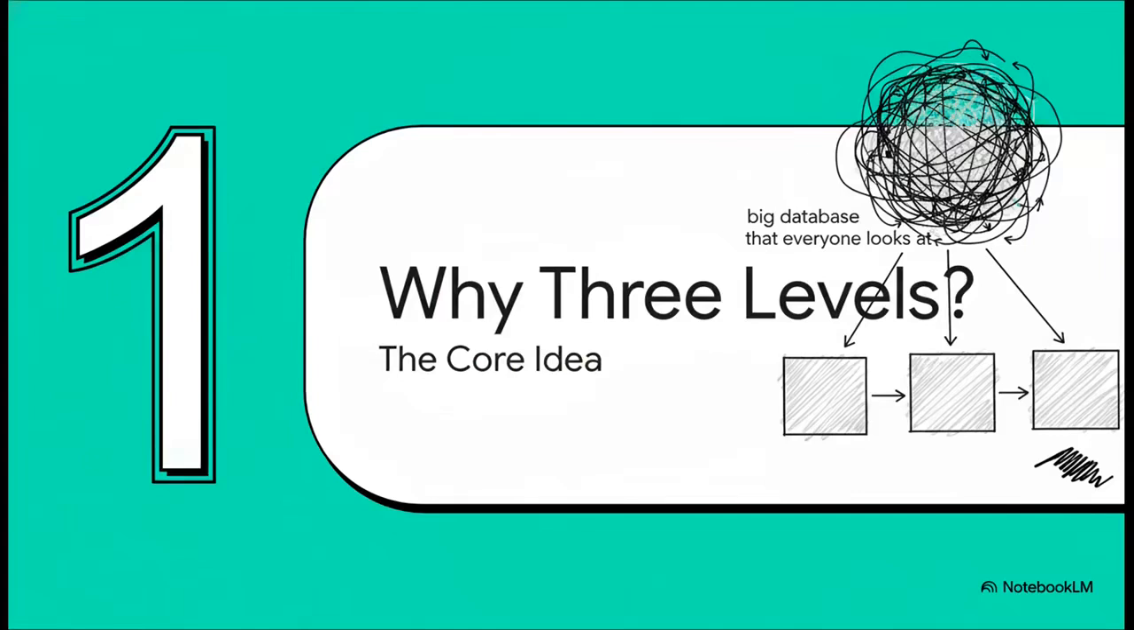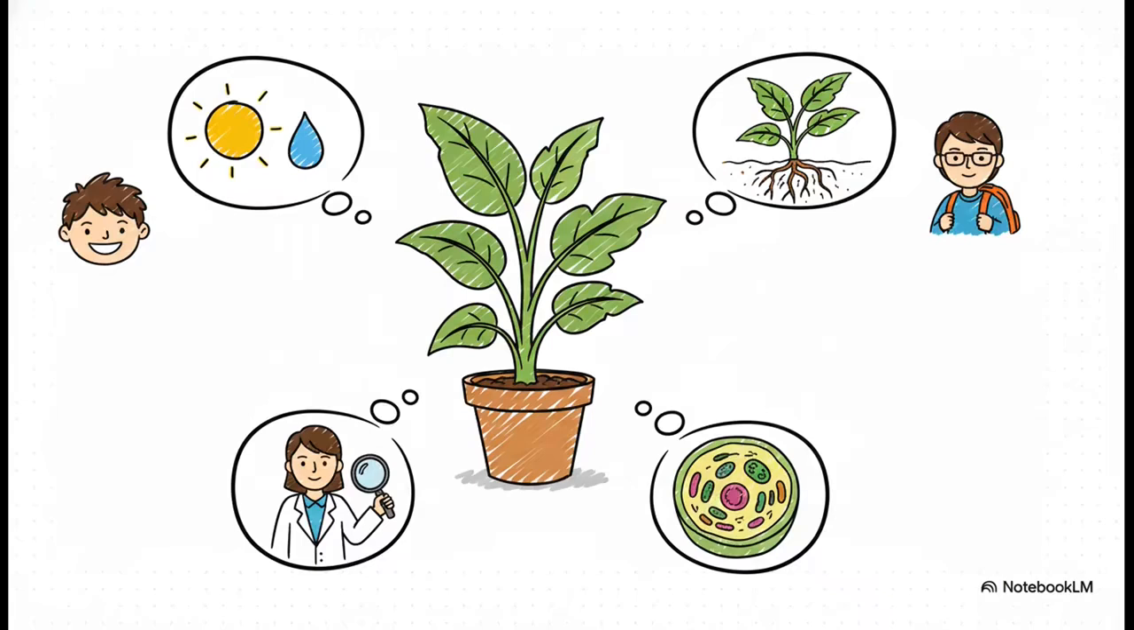Okay, so first up, why bother with three levels? Why not just have one big file that everyone looks at? Well, here's a great way to think about it. Imagine you're a teacher. You're not going to explain how plants work the same way to a group of first graders as you would to a room full of professional botanists, right? To the kids, you'd say plants need sunlight and water. Simple. But for the experts, you're talking about photosystem 2 and light wavelengths. The core topic is the same, but the presentation is completely different, tailored for the audience. A database has to do the exact same thing.